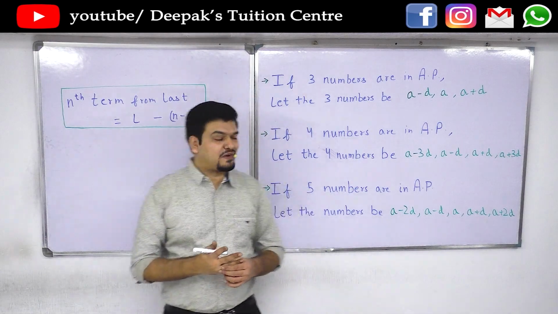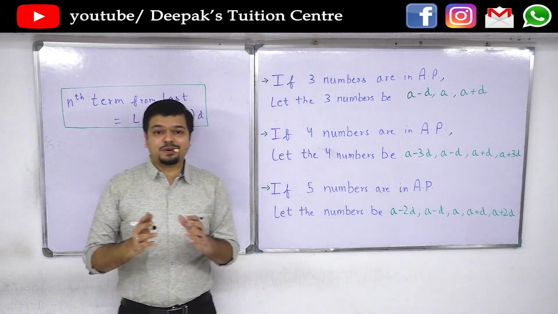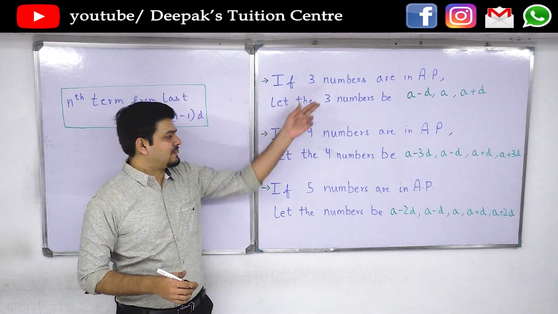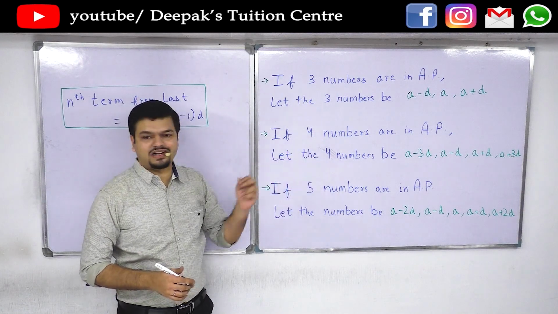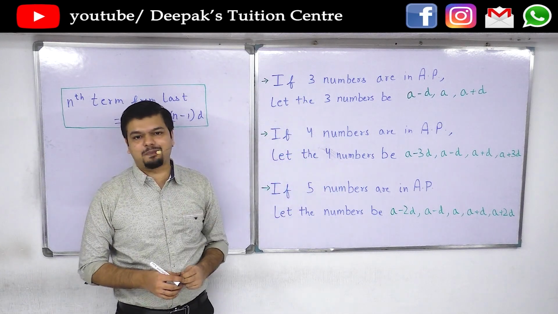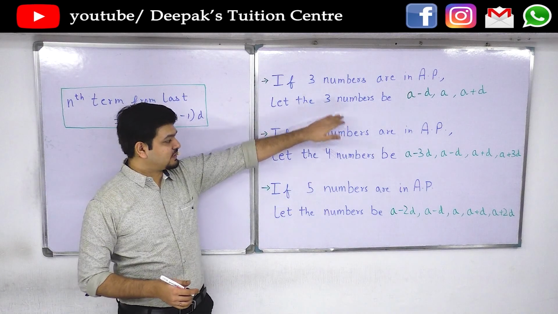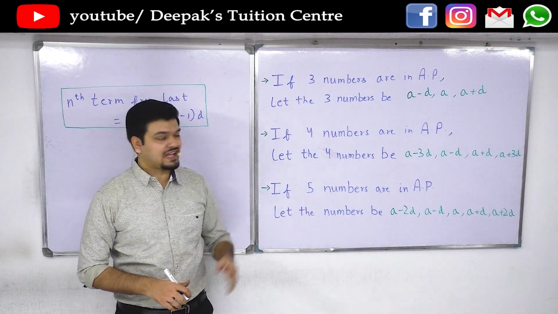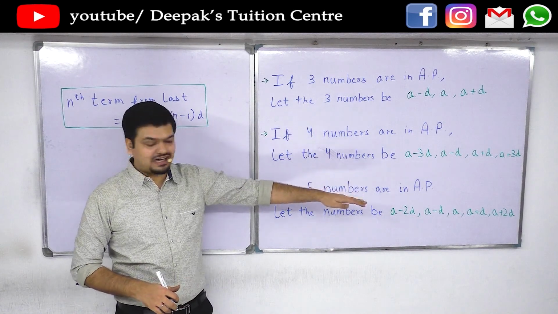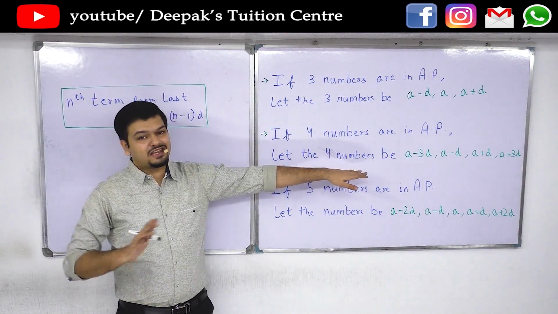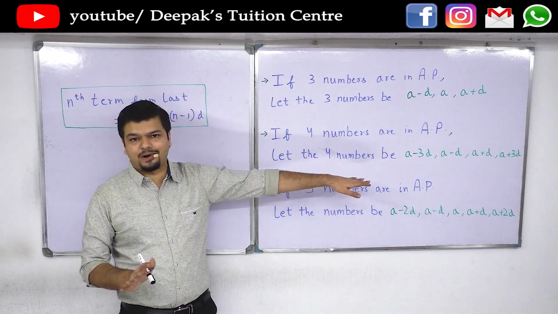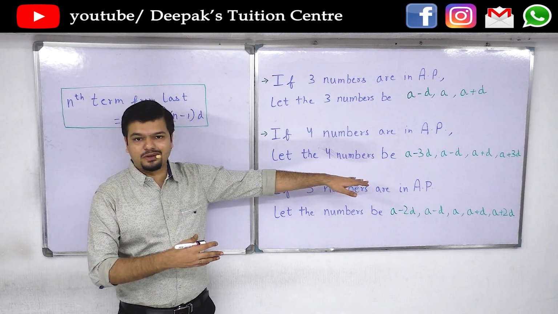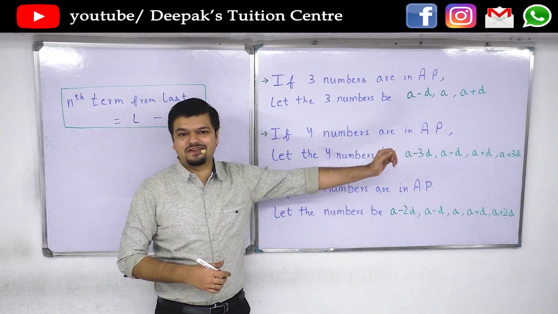Another basic theory for this chapter is, if you know that there are 3 terms, 4 terms or 5 terms which are already in AP, then you can use this theory so that it becomes helpful to you in solving the sum. These are not standard procedures. You may use them, you may not, it is up to you. But it is always better to use them so that it becomes easy for you.